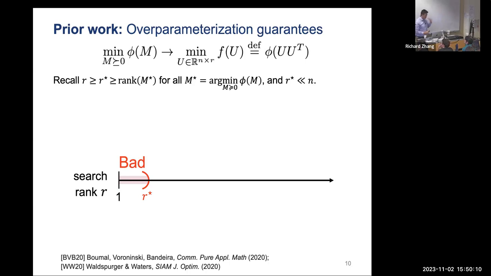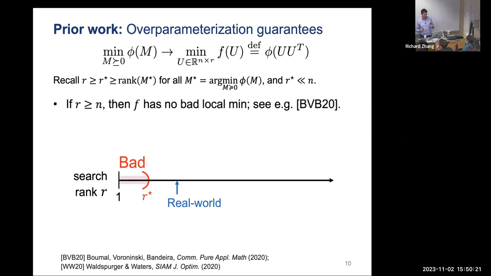And what they were able to show in this community, and in the real world, it seems like once you increase the rank enough, it starts working. Okay, so this is why they embarked on this research. And what they were able to show in this community is if you increase that search rank all the way up to n, then I can guarantee that it has no local min. Okay, so if you overparameterize, you increase the rank.